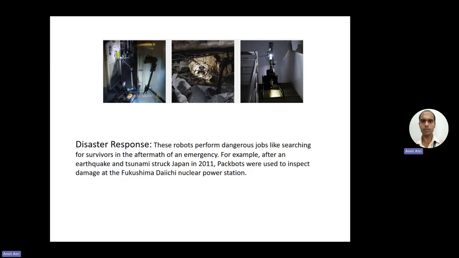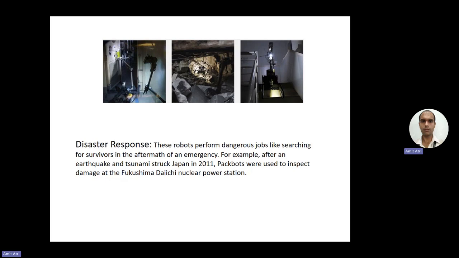Next, a very important, life-saving category is disaster response, for some type of dangerous, life-taking, severe disaster. An earthquake could be there, a flood could be there, a storm could be there. These types of robots are capable of rescuing the trapped people, the victims. They can search very easily, give a very fast response, and save the lives of trapped people. One example is the PackBots. The PackBots were used to inspect damage at the Fukushima Daiichi nuclear power station during the earthquake and tsunami in 2011 in Japan.